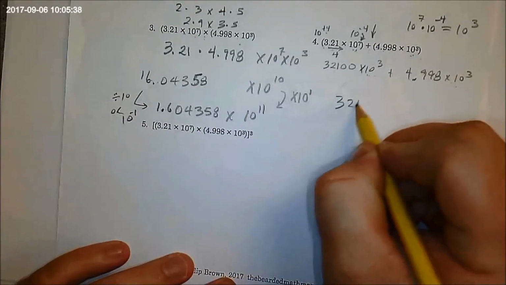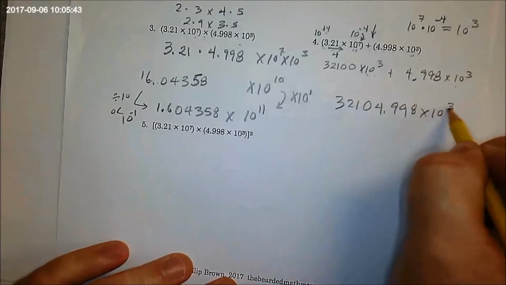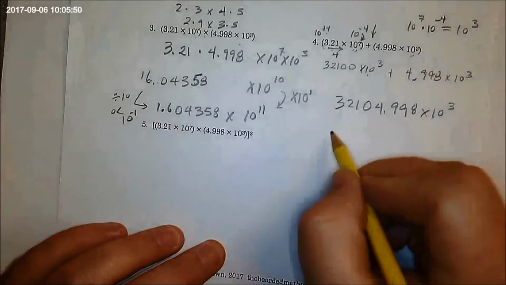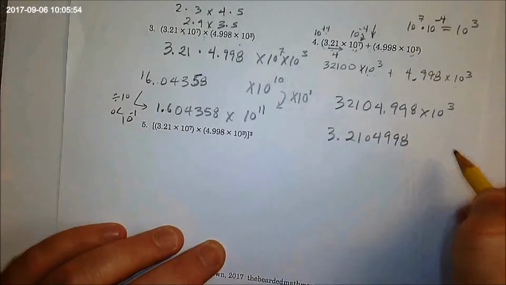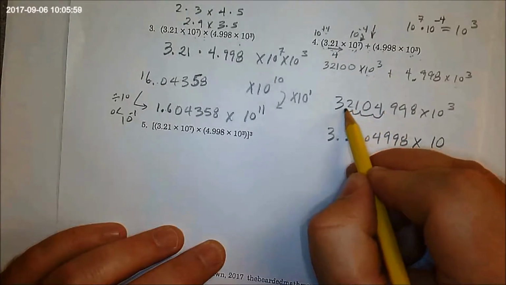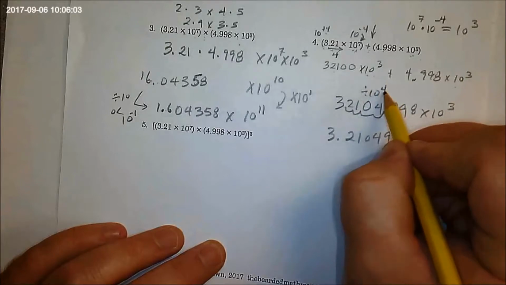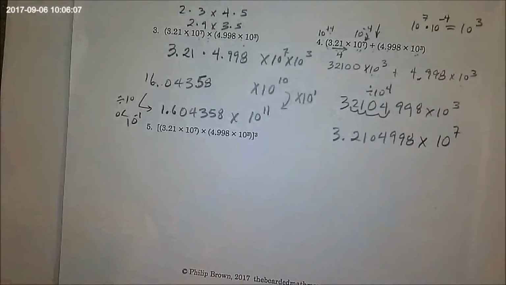So this would be 3210.4.998. Yeah? Okay, so we need, this is stupid. Times 10 to the, let's see, we had to go 1, 2, 3, 4. So we really divided this by 10 to the fourth. So we have to multiply that by 10 to the fourth. Yeah?